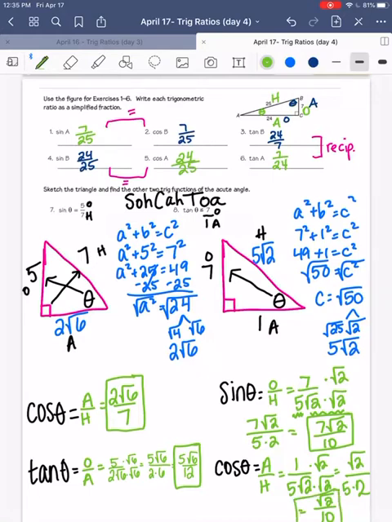A few of us got it right, so that's excellent if you're some of those few, but not enough, okay, for me to feel comfortable just putting up the answers. So see if you can make your corrections. If you need to go back and look at anything, please do so.